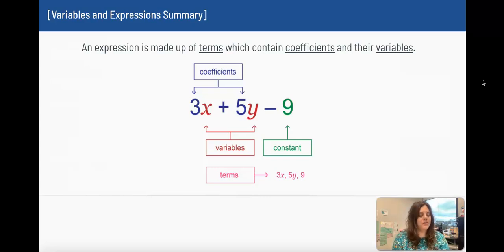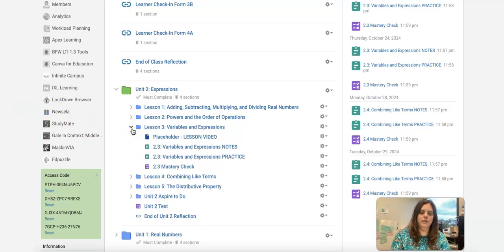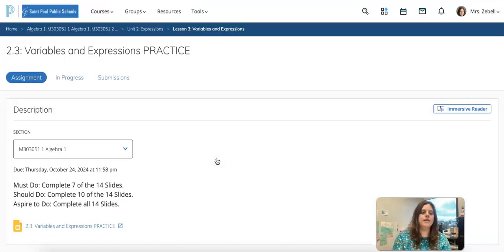Your next steps are to submit your notes for this lesson and complete the Google Drive assignment on Schoology. Let's hop over to Schoology real quick and take a look at that. So here we are on our Schoology page, and if we open up Lesson 3, we can see that our practice assignment is right here, and it says you must complete 7 of the 14 slides. You should do, for good practice, complete 10 of the 14 slides, and if you have time, you should aspire to complete all 14 slides.